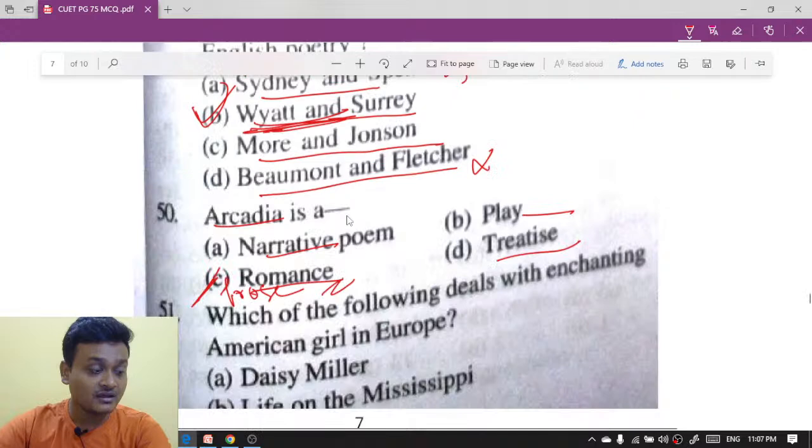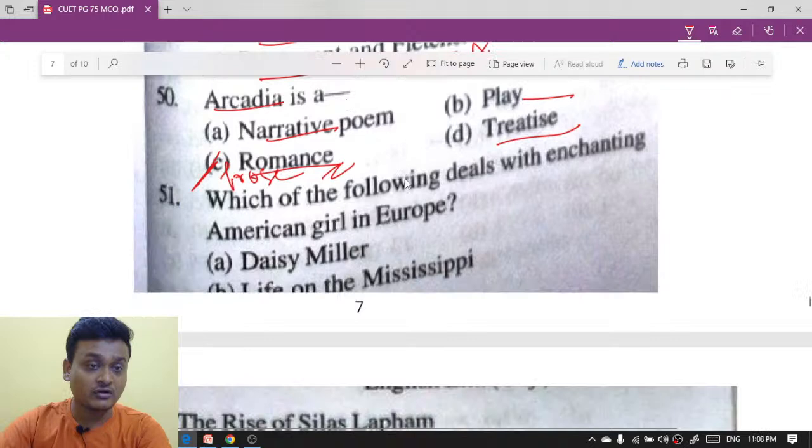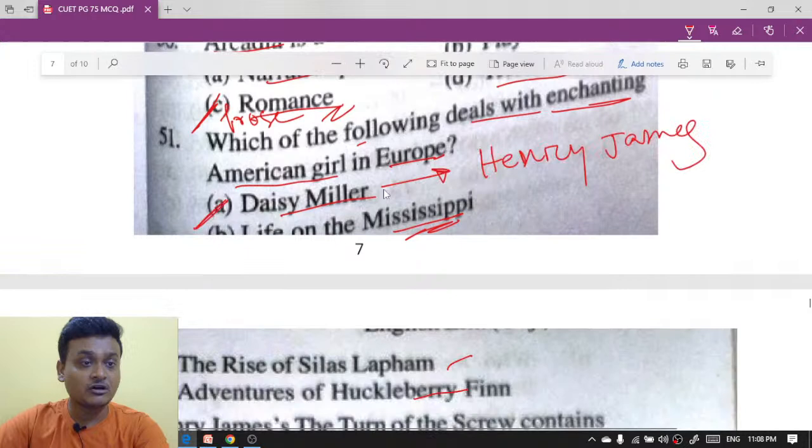Which of the following works deals with an enchanting American girl in Europe? Daisy Miller, Life on the Mississippi, The Rise of Silas Lapham, Adventures of Huckleberry Finn. So it is Daisy Miller. Now who wrote this novel? Daisy Miller was written by Henry James. Henry James has written the novel Daisy Miller, and it is about the title character Daisy Miller.